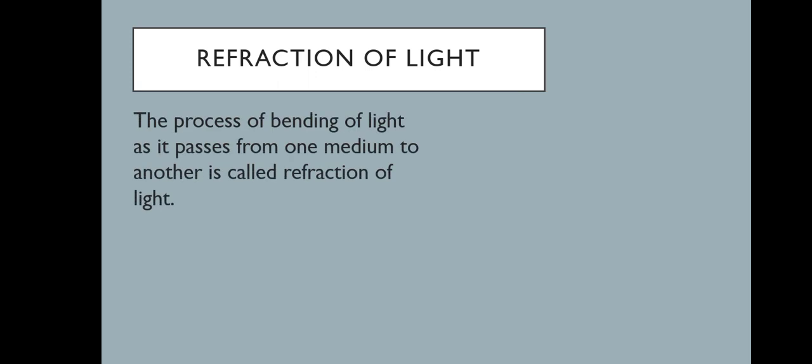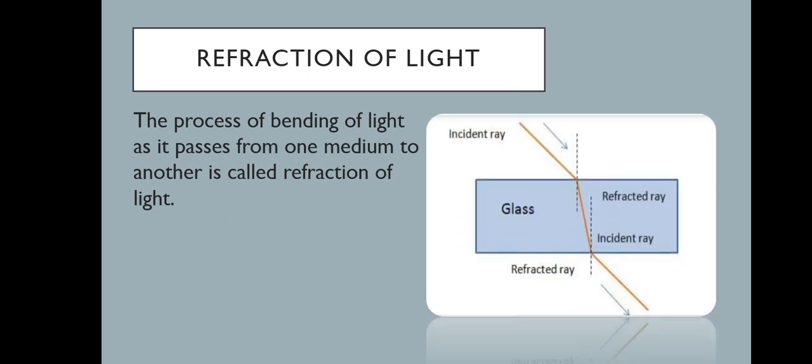We can define the refraction of light as the process of bending of light as it passes from one medium to another medium. Now the part of light which passes from the first medium to the second medium, what will happen to that part of light? It will bend. So refraction is actually the bending of light. You can see the figure.